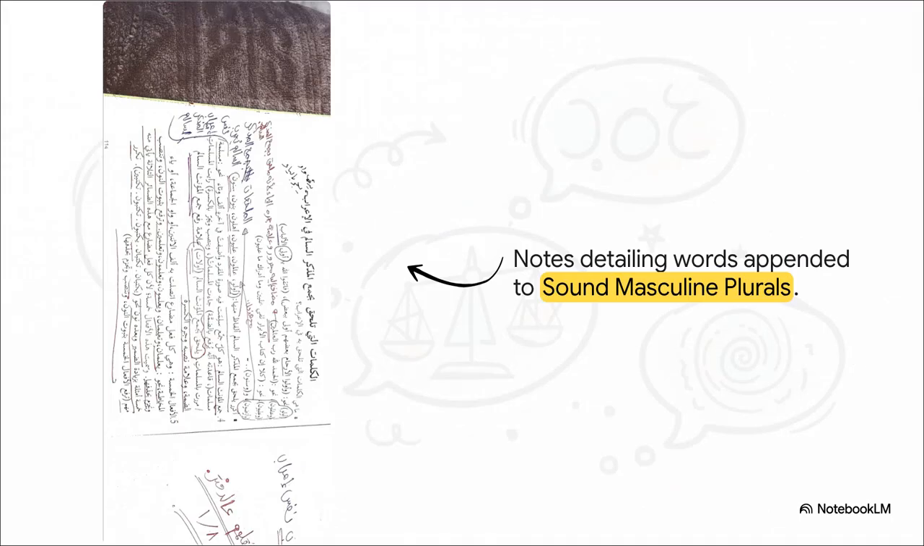And to add another layer, there are specific words that don't even look like standard plurals but are still granted all-access passes to this VIP club. Words like ulu, meaning possessors of, or sinun, meaning years. Even though they don't follow the exact morphological pattern of a sound masculine plural, they are appended to the rule anyway. They get to use the waw and the ya just like the regular plurals do. It's really all about recognizing the patterns beyond just the surface level.